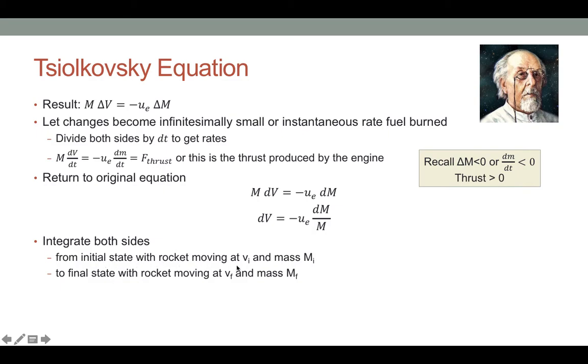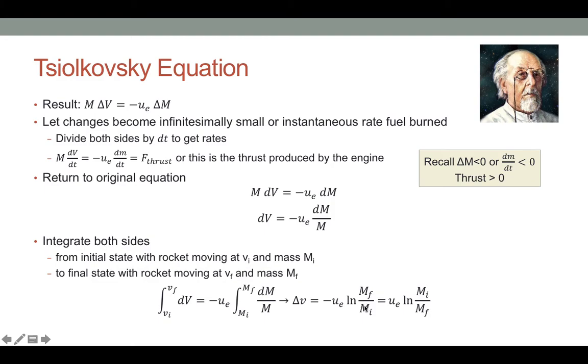state. In the initial state, the rocket will be moving at some initial velocity and have some initial amount of mass. Later it'll be moving at a higher velocity but have less mass. So when we do this integration, the integral of just dv is just delta v, and the integral of dm over m is just the logarithm evaluated at the final and the initial mass.